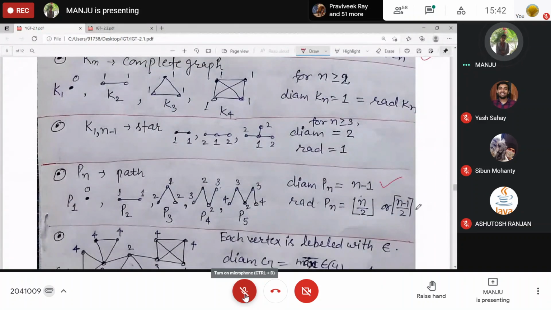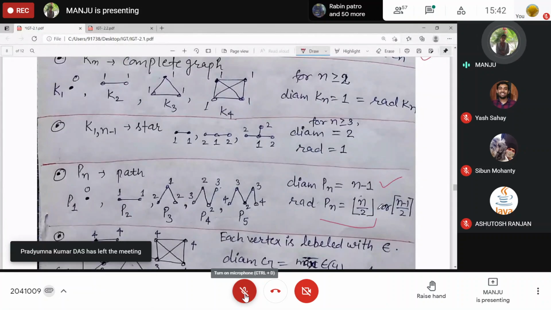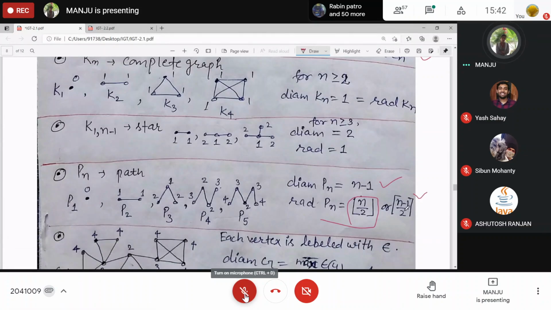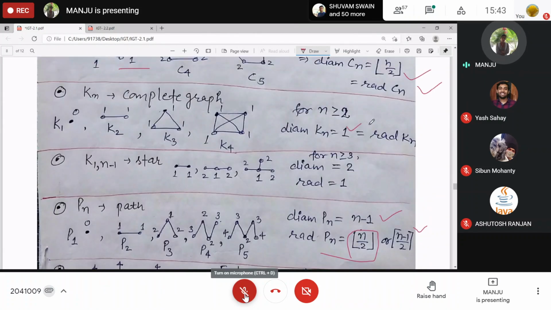Diameter of Pn, radius of Pn. Or you can also say like this, ceiling function of (n minus 1) by 2. Clear? That is also coming as same. Yeah, in case of complete graph it is 1. Okay, eccentricity is 1. What about the case of star graph, K(1,n-1)? K2, K1,1: 1, 1.